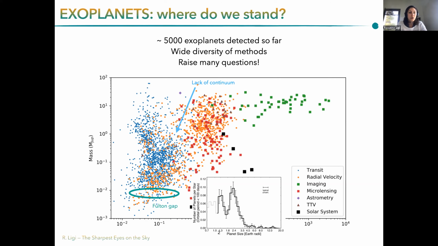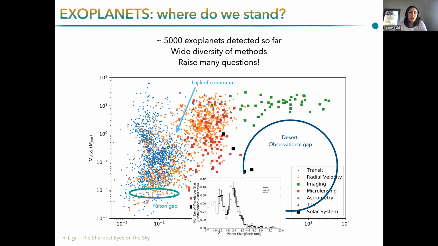There is what we call the Fulton gap for small exoplanets, which is also called the evaporation valley, and which separates two types of rocky exoplanets. And there is also this desert, which could be an observational gap, because this is a part where all our current methods to detect exoplanets are not very efficient.